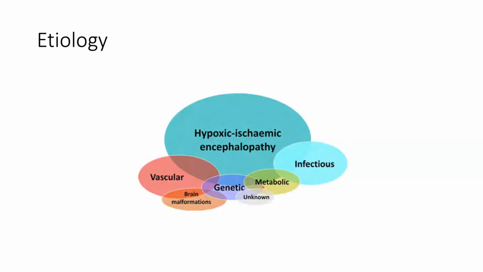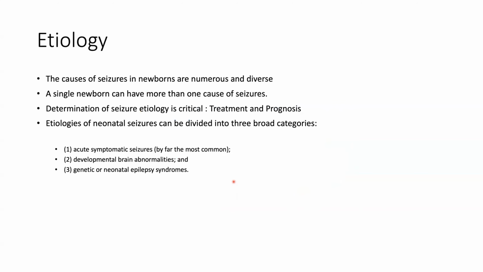Other than that, metabolic and genetic causes and malformations of the brain, as well as unknown causes, contribute to the minority. So the causes of seizures, as I told you, in newborns are numerous and diverse. A single newborn can have more than one cause. So that is why we use the term risk factors for seizures. Determination of the seizure etiology, the number of risk factors of the child leading to seizures, is important because it has a say in treatment and prognosis. Though there may be one important risk factor for seizure, which we call the etiology, there may be other risk factors which contribute.